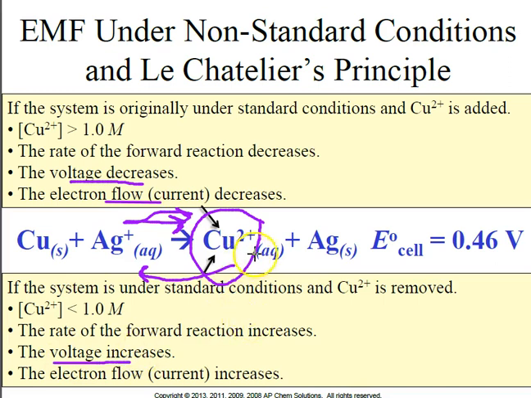So it's very similar. It's actually using Le Chatelier's principle, if you remember that from equilibrium. If we remove a product, we're going to try to make more of them, so we're going to shift to the right. That's going to make our voltage go up. But if we add a product, we got too much product, that's going to shift us back to the left and make our voltage go down.